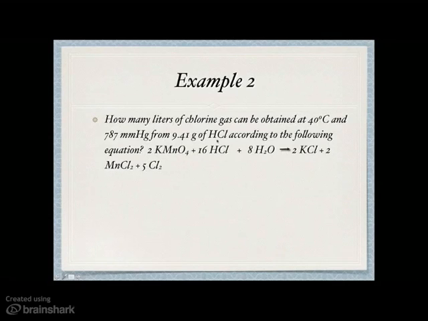Now the problem in this case is you're looking for the liters of chlorine gas, and anything dealing with the ideal gas law is going to deal with chlorine gas. So for instance, the 40 degrees Celsius and the 787 millimeters of mercury, that's all for the chlorine gas. So you can't use that along with this in the PV equals nRT equation. You have to do something first.